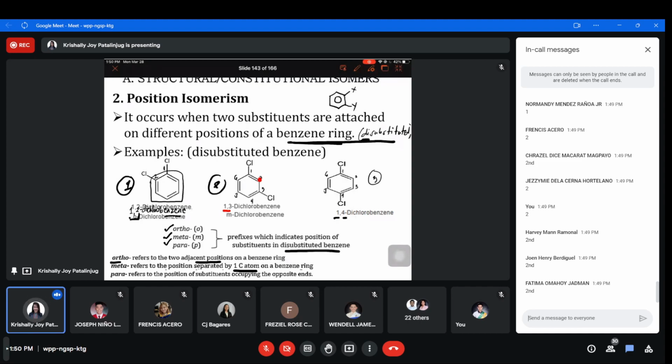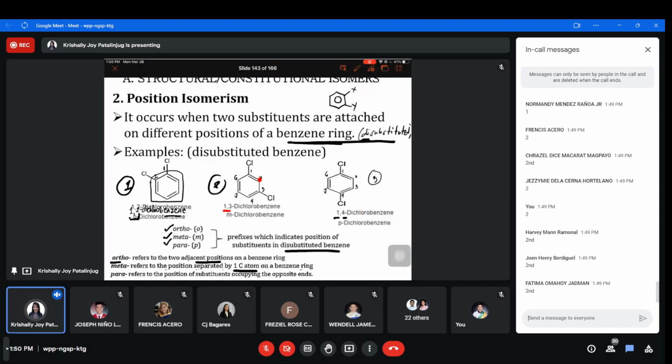Okay? And then we also have para. Kapag naman para prefix, this refers to the position of substituents occupying the opposite end. So ito naman yun. Kapag 1,4 yung position ng substituents in a benzene ring, then you could use para prefix. So instead of 1,4, you can use para dichlorobenzene or letter P, small letter P.